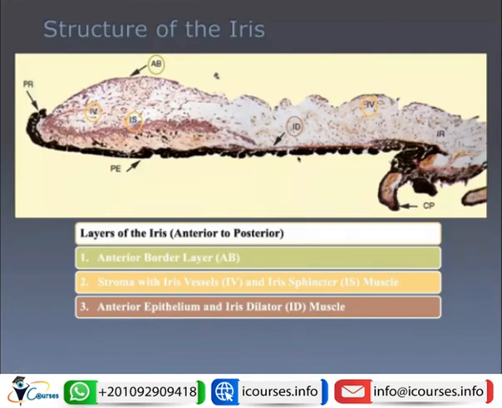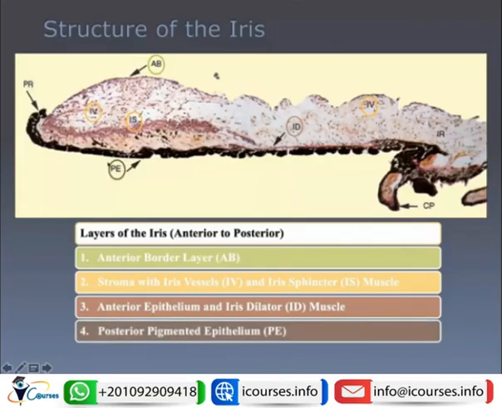These are basically epithelial cells with a muscle element. And then we have the posterior pigment epithelium of the iris. The posterior pigment epithelium is the most posterior structure, and this is what makes the iris look black from behind.